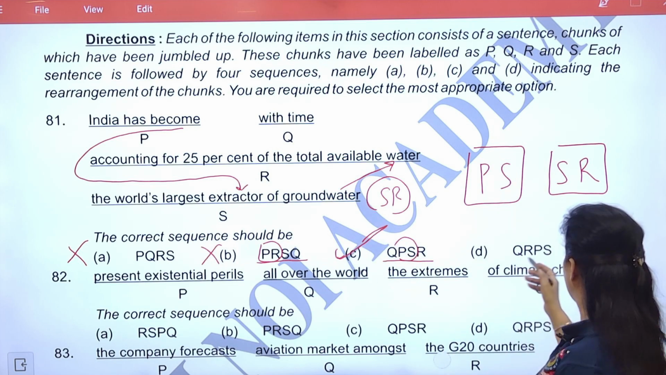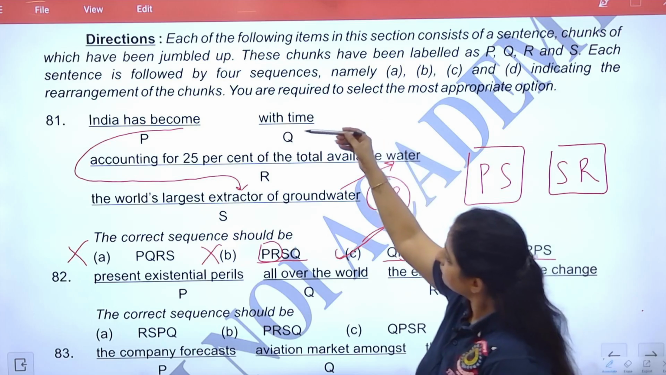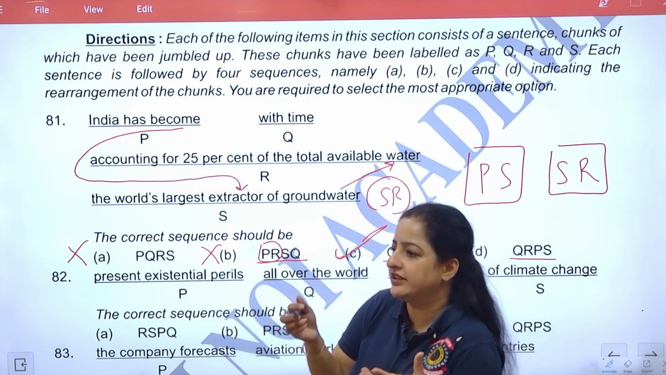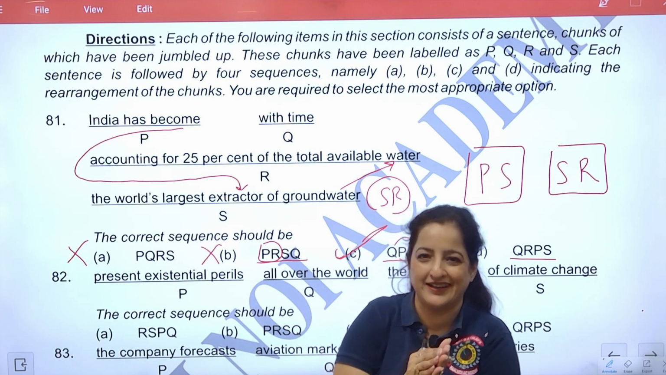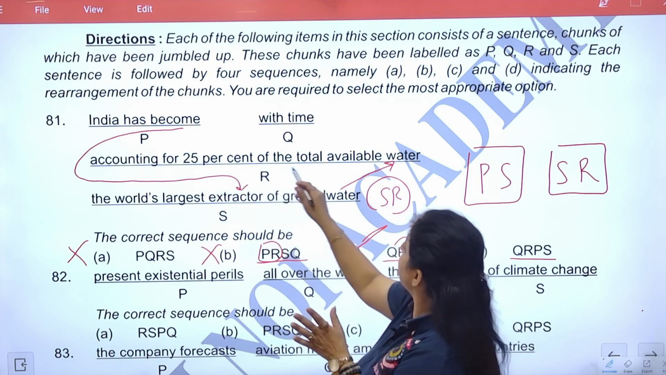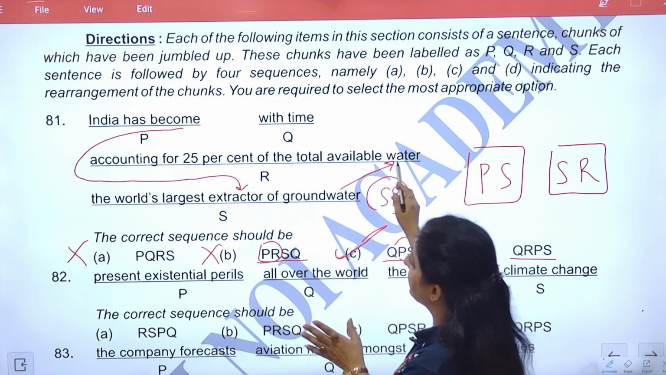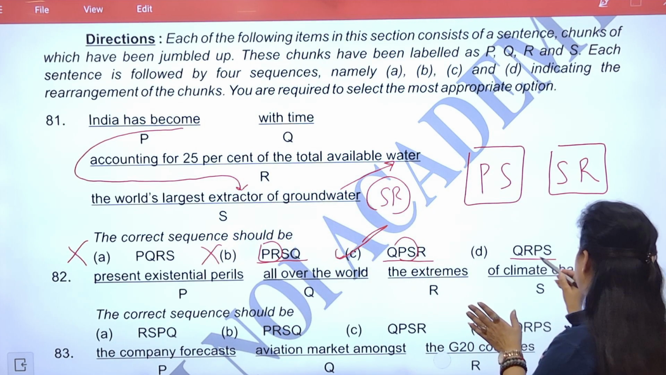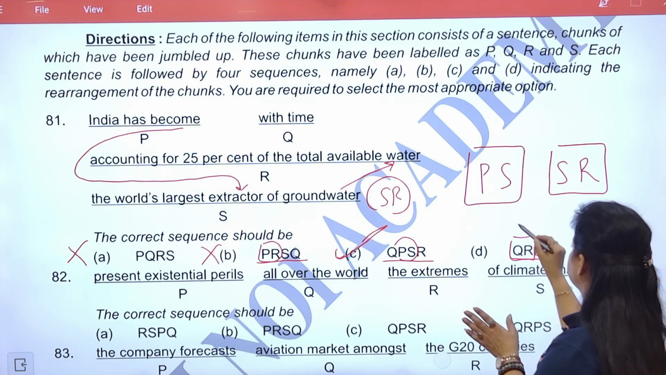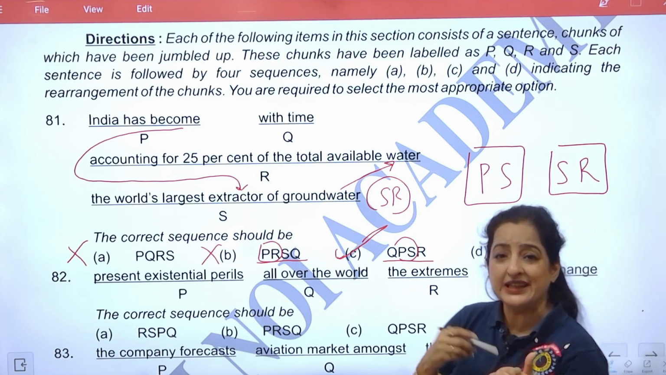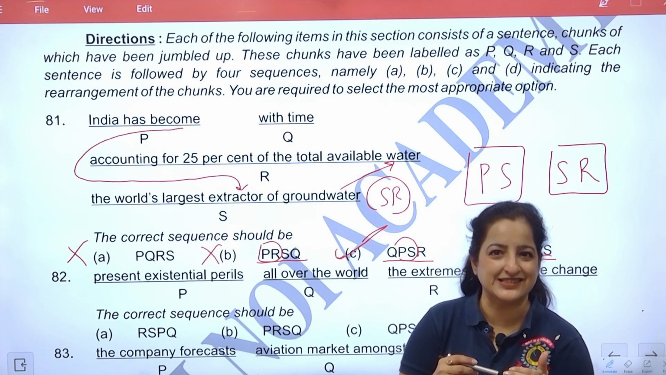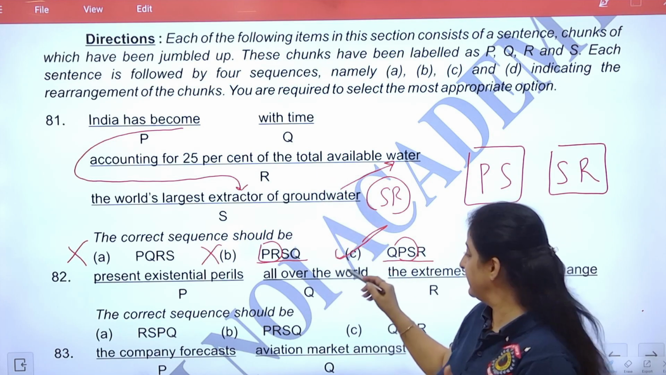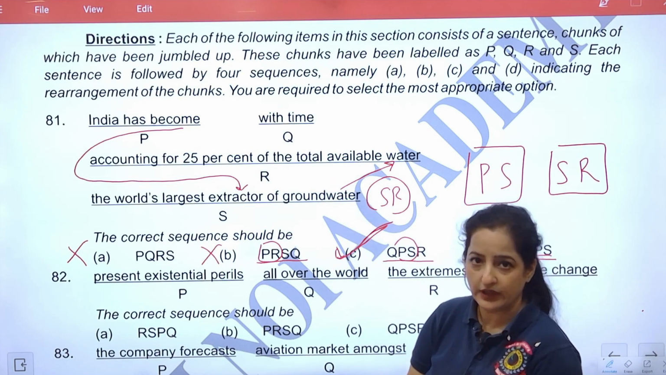Anyways, we'll still read delta, QRPS. With time, accounting for. I think this QR itself does not connect. With time accounting for 25% of the total available water, India has become the world. Okay, P and S is okay together, but then this Q and R is not connecting. It is meaningless. So the answer to question 81, the first question, is Charlie. Let's move on.